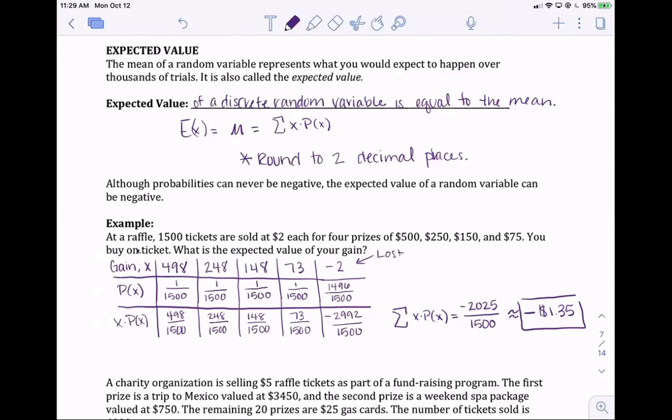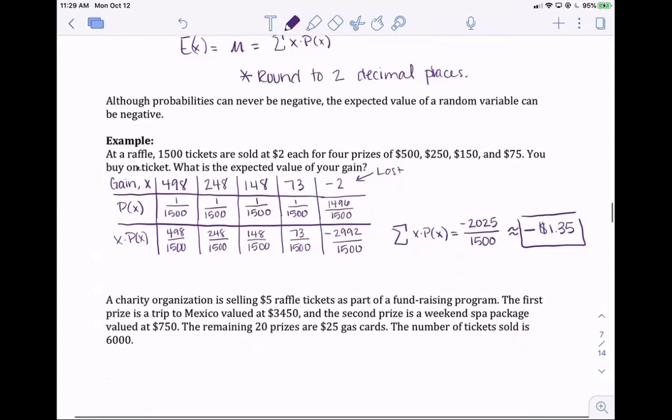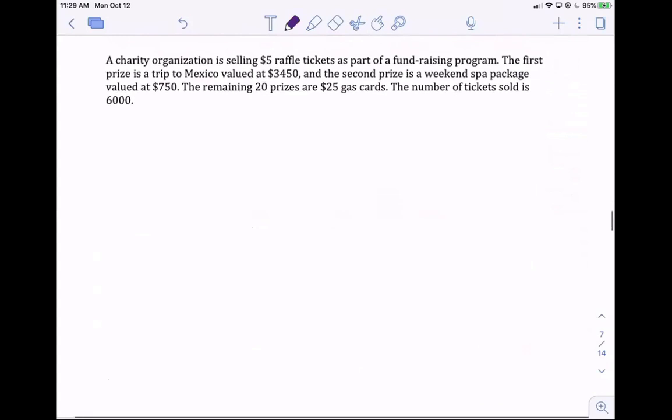If it's 0, what did I say it was? Break even. Break even, okay? You're gonna have an equal chance of winning. You're gonna break even, win or lose, okay? Okay, so let's look at this example. A charity organization is selling $5 raffle tickets as part of a fundraising program. The first prize is a trip to Mexico valued at $3,450, and the second prize is a weekend spa package valued at $750. The remaining 20 prizes are $25 gas cards. Find the number of tickets sold, the number of tickets sold is 6,000.